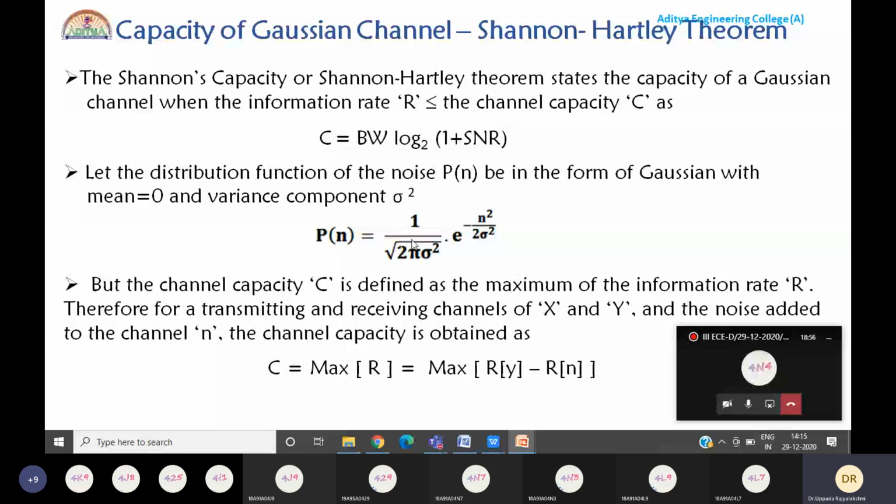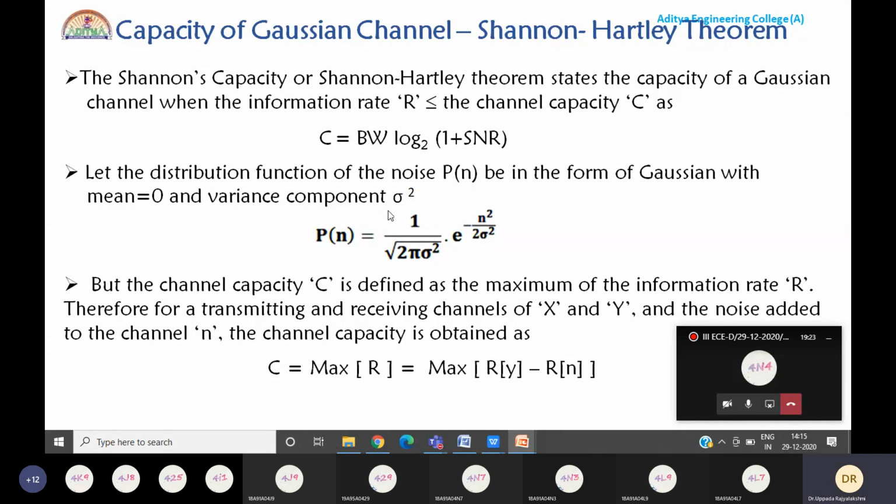Then P of n is equal to 1 by root 2 pi sigma square into e power minus n square by 2 sigma square. So this is a Gaussian distribution. Observe the e power minus n square term. Actually, in the numerator you will have n minus m whole square. Here, because the mean is 0, you will get minus n square by 2 sigma square.